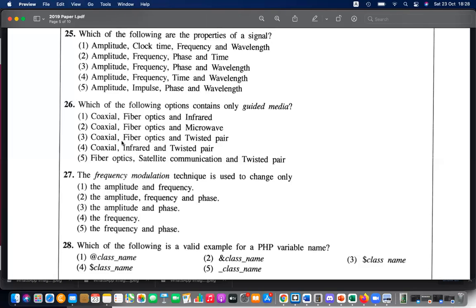The frequency modulation technique is used to change only the amplitude and frequency? Amplitude, frequency, and phase? Amplitude and phase? Frequency and phase? So we discussed this in the networking lesson.